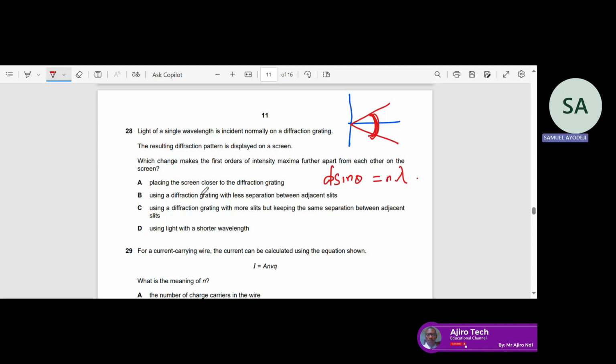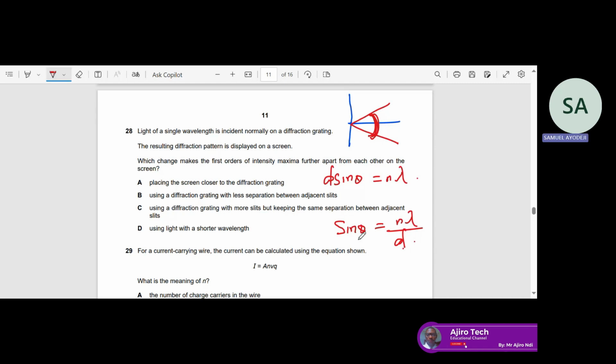So placing the screen closer to the diffraction grating. Let me find theta. I want to increase theta. Sine theta will give me n lambda over d. This is the spacing.